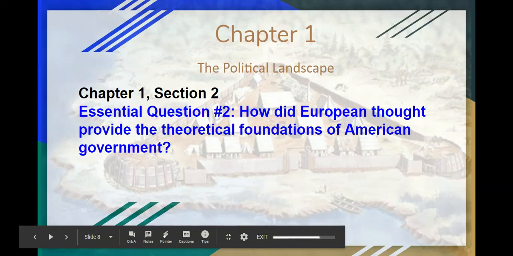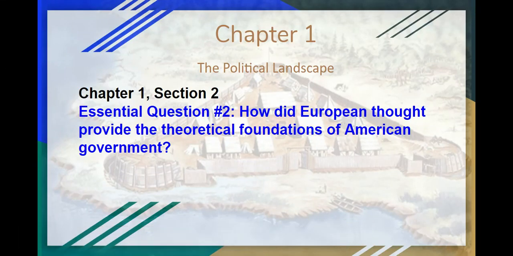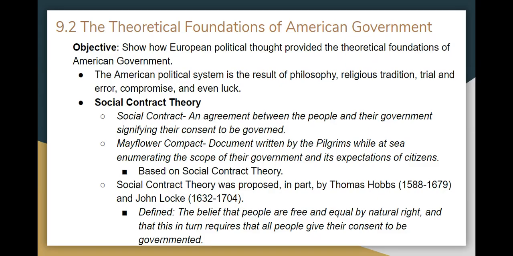Sorry for the brief interruption, but fortunately, that was a good place to take a break as we move from section one to section two, where we're attempting to answer the essential question: how did European thought provide the theoretical foundations of American government? It's a really complicated question, and just like the first section, I'm giving you a very brief overview. But it is important to understand, in particular, what became known as the social contract theory.